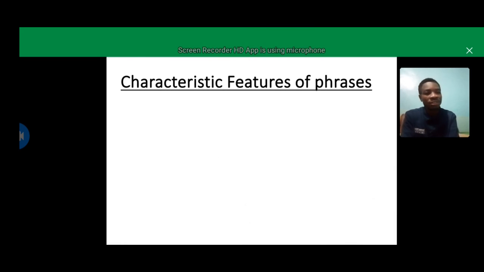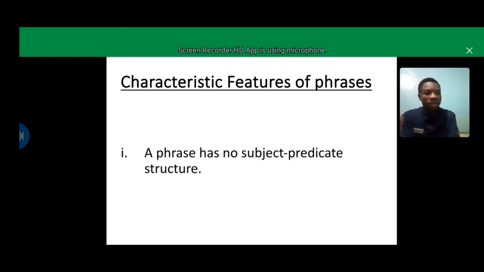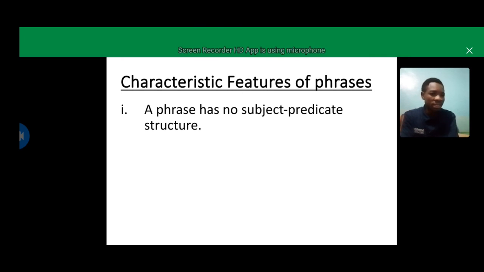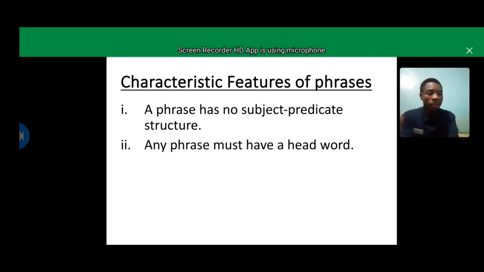Now to the characteristic features of phrases. Characteristic number one: a phrase has no subject-predicate structure, but it can be either a subject or predicate of a sentence, but in its whole it has no subject-predicate structure. Any phrase must have a head word. A head word in phrases is a word that carries the name of the whole phrase. So, for example, if a phrase is a noun phrase, the head word must be a noun. If it is a verb phrase, the head word must be a verb. And if it is an adjective phrase, the head word must be an adjective.